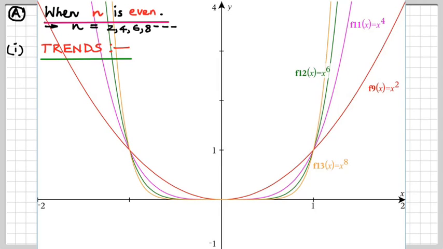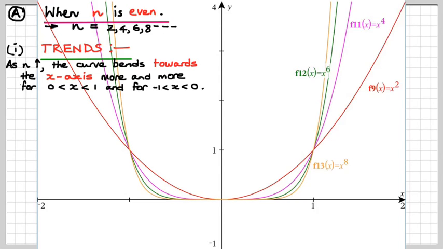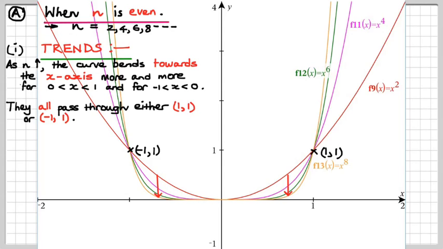My goodness. Can you see the trend? Because the trend is your friend. Alright, so what are we saying? As n increases, the curve bends towards the x-axis more and more when x is between 0 and 1, and when x is between 0 and negative 1, don't they? When x is 1 or negative 1, they all pass through the same points: 1, 1 and minus 1, 1.